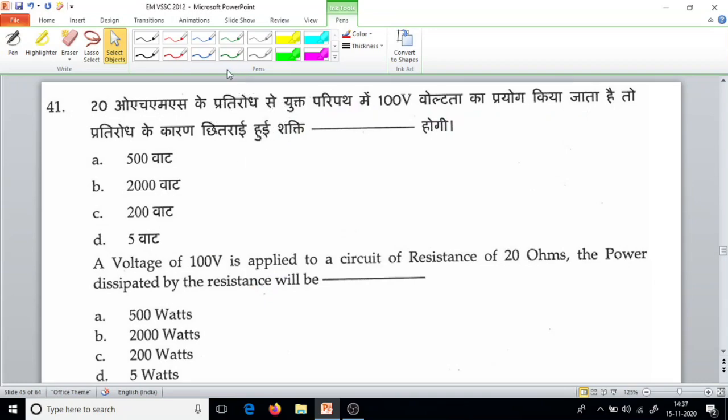Question number 41. A voltage of 100 volt is applied to a circuit of resistance 20 ohms. The power dissipated by the resistance will be? So V into I. What is V? V equal to 100 volt. R equal to 20 ohms.